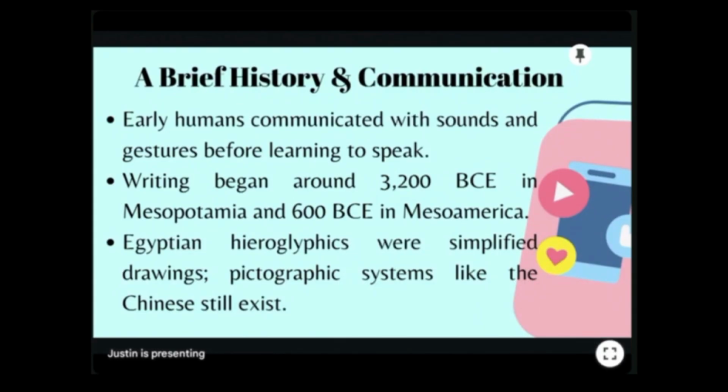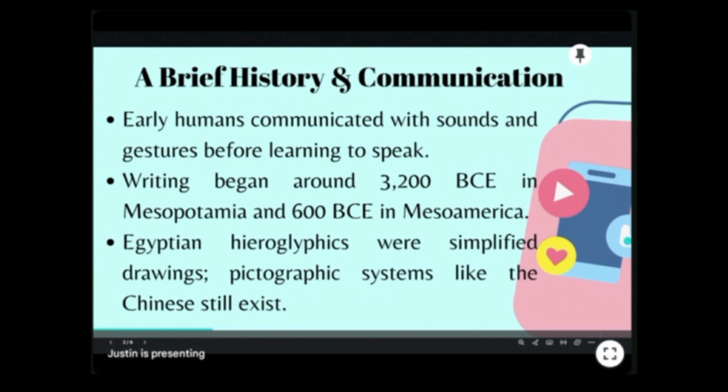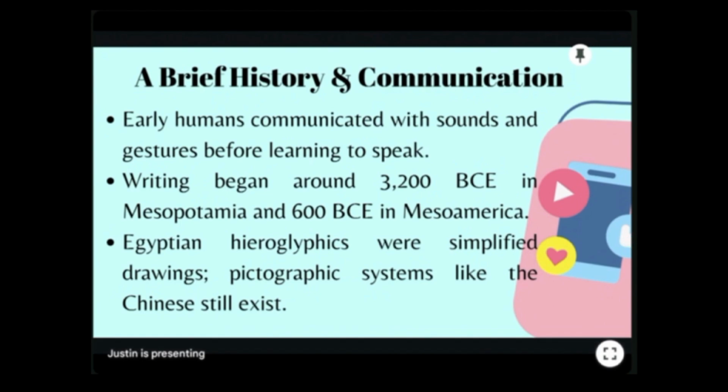In the earliest days, humans didn't have words or writing. They communicated using sounds, gestures, and facial expressions to express emotions or warnings. Eventually, people learned to speak. Then came writing. It started around 3200 BCE in Mesopotamia and around 600 BCE in Mesoamerica. This allowed humans to record events, trade, and share knowledge across generations.